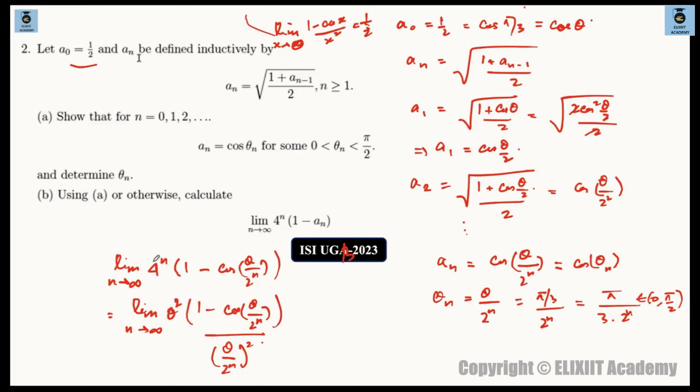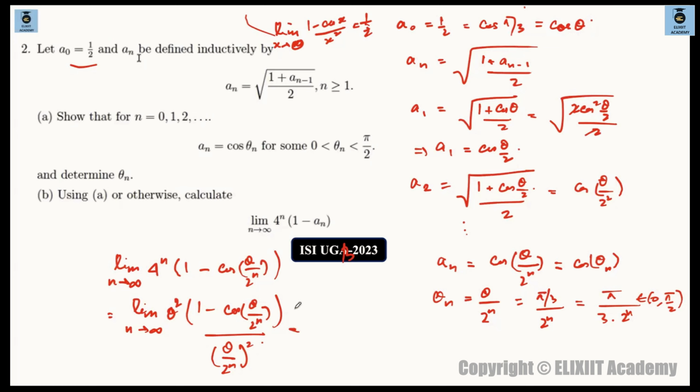ठीक है, 4 to the power of n, ये जो 4 to the power of n है, this is only 2 square, 2 to the power of 2n basically. ठीक है, तो ये तो था यहाँ पे, तो कोई प्रॉब्लम है नहीं. So but theta square was not there, so we have to multiply and divide by theta square. So 1 minus cos of x divided by x square, ये half होता है limit, तो ये बन जाएगा half. देखो यहाँ पे as n tends to infinity, theta by 2 to the power of n will tend to 0. Here definitely theta is what? Theta is pi by 3 only.